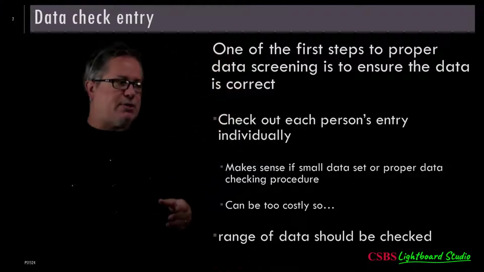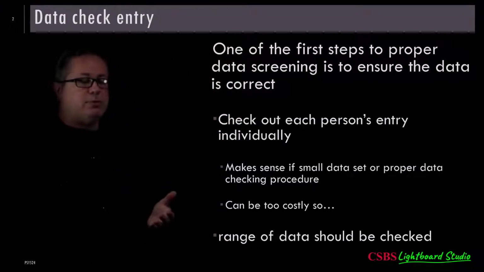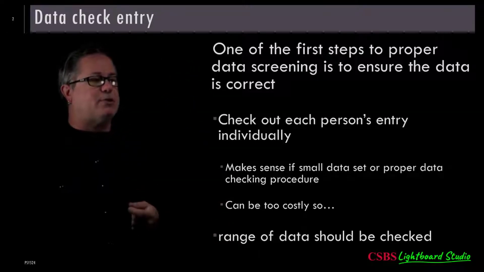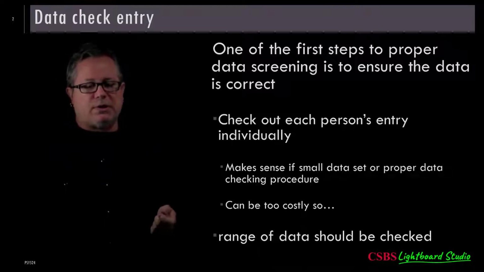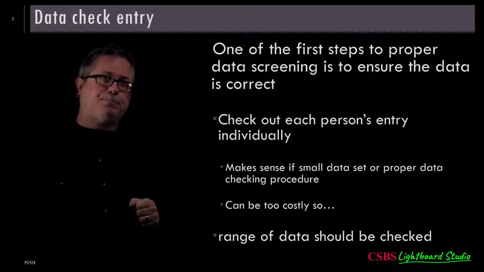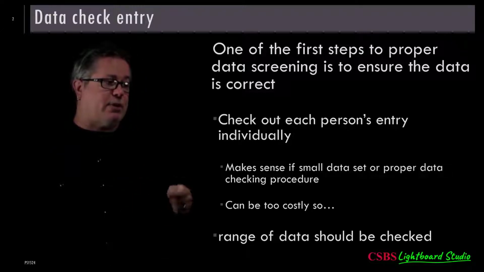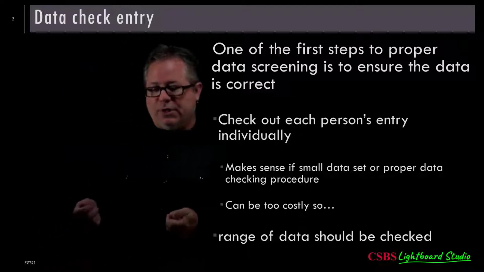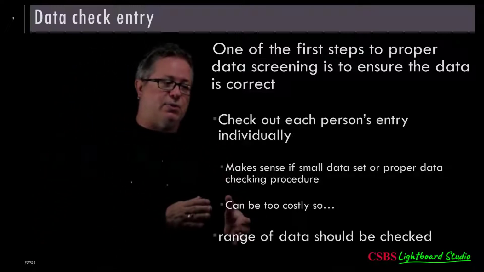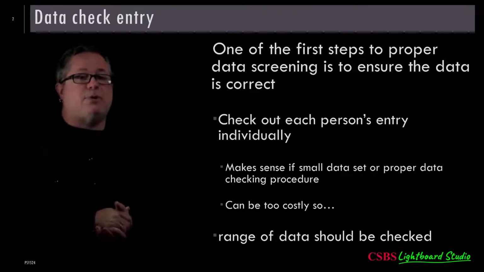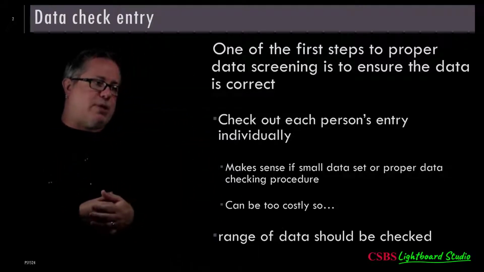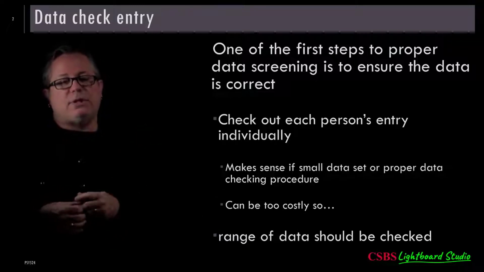One of the first things you really want to do when it comes to data screening is just check the data entry if possible. Now, if you have a relatively small data set, it's actually pretty easy. You can probably go through every entry. I know many researchers, if they're using paper and pencil surveys and somebody's entering the data into a spreadsheet, will often have a pair of people enter it, and then a different pair will go through and check every single entry.